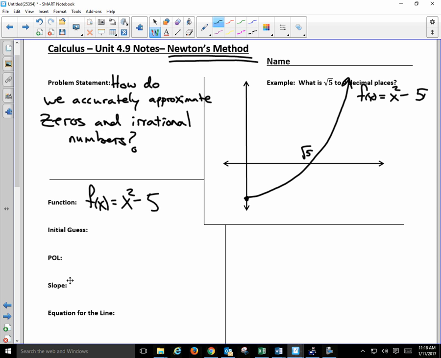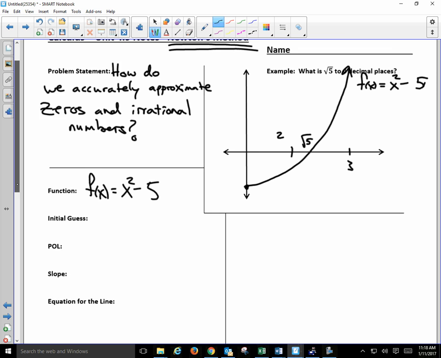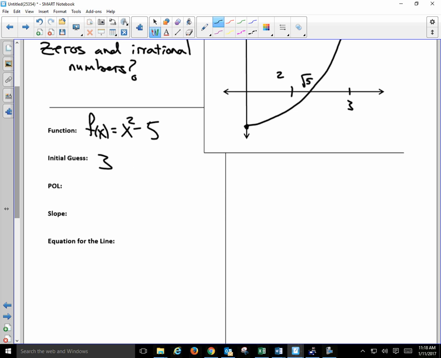He knew that the square root of 5 rested between two integers. What two integers does it sit between? 2 and 3. And he said, I'm going to guess that the square root of 5 is 3. Now, of course, Newton would never do 3 because he would know that that was way off. But let's just say he was a really bad guesser that day or he was being a little bit lazy. Okay? His initial guess of 3.